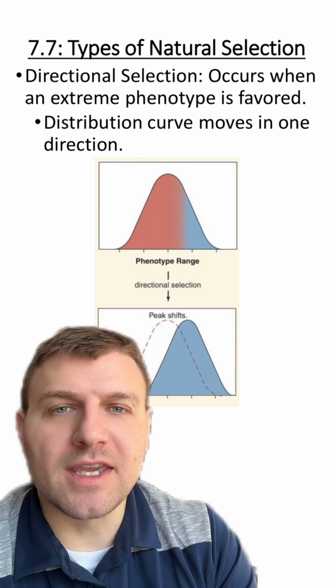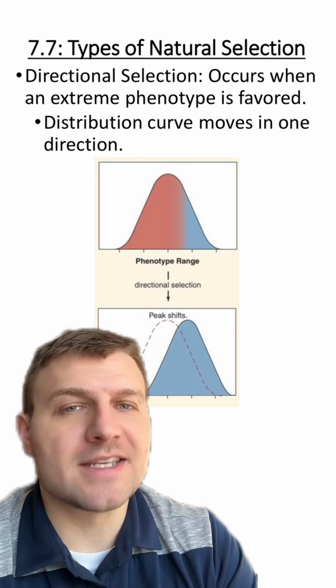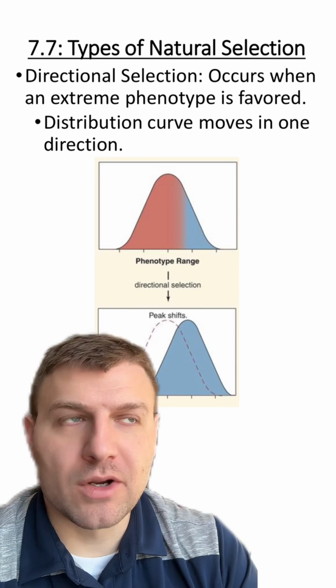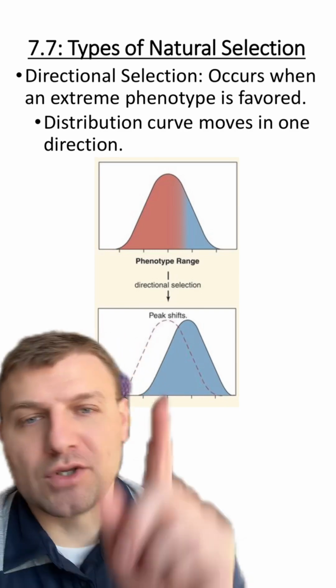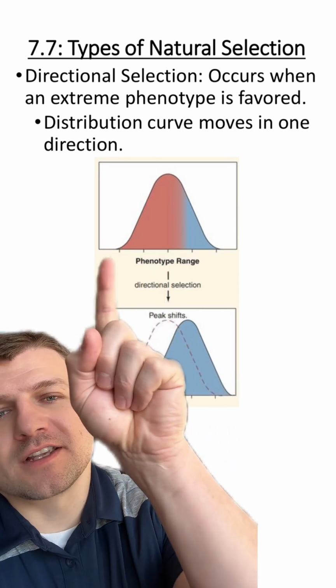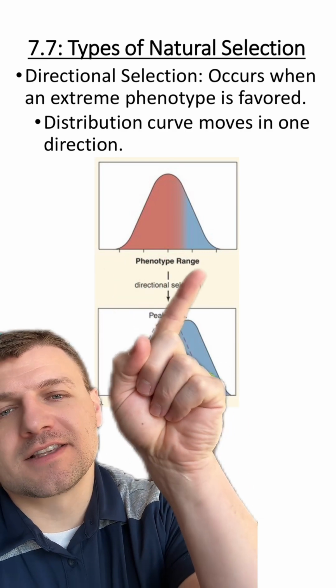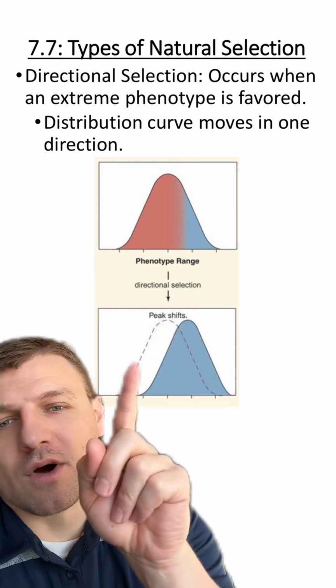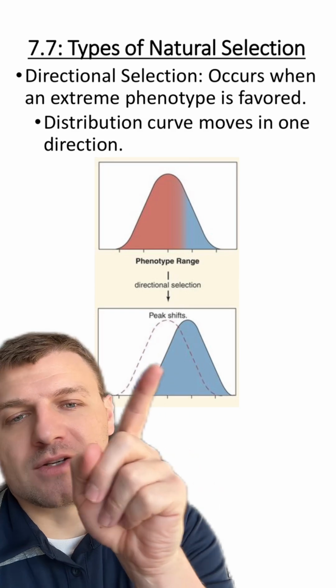Our next type of selection is called directional selection. This is where the extreme phenotype on one end is favored. This is going to move the bell curve in one direction. You can see in our original graph here, there is a selection against this side and a selection for one side. So our bell curve is going to shift in one direction.